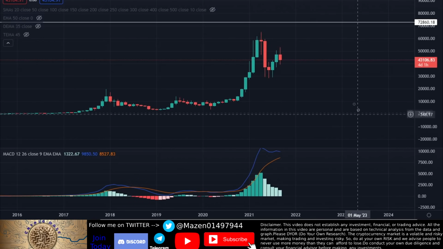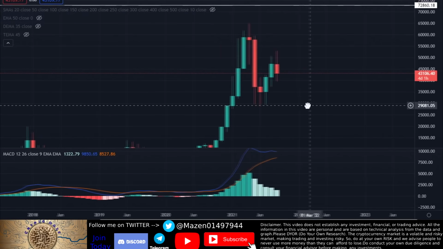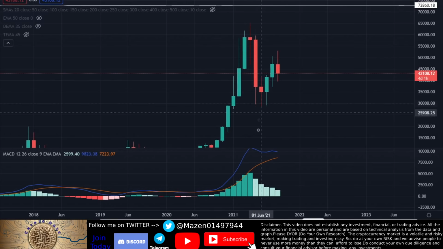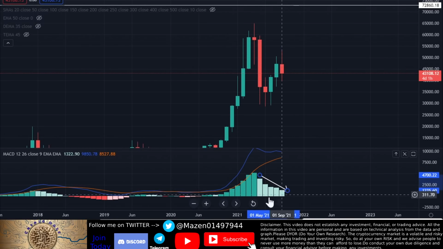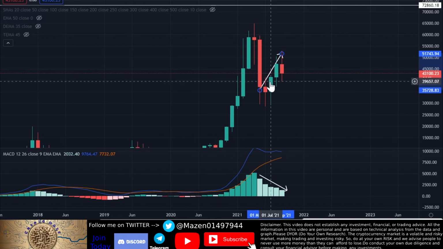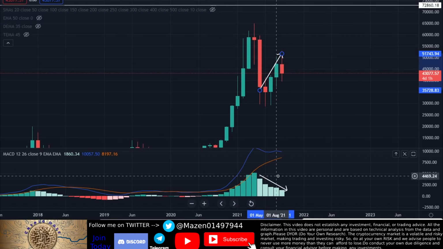The last thing that I don't like about this, which is kind of a warning sign in my personal opinion, because we never had them in 2014 and 2017, is this divergence between the price action and the MACD histogram. You can see here on the price action, you were making higher highs, but on the MACD histogram, you were making lower highs. And this is called a hidden or a bearish divergence. Not a hidden, actually. It's called a bearish divergence.